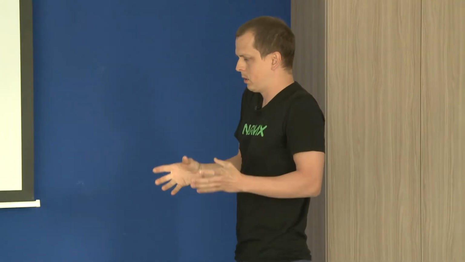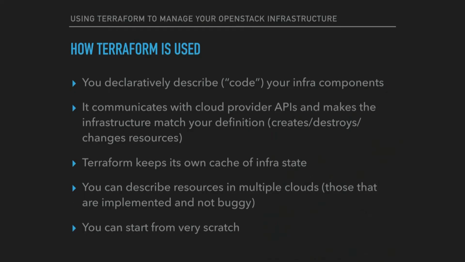When your infrastructure is already declared, you call the binary, which then communicates with your cloud provider APIs. In our case, it's the Nova API, and it checks whether the definition of the infrastructure corresponds to the actual objects inside your OpenStack. The most important thing, and compared to Ansible the winning one, is that Terraform keeps its own cache of your infrastructure.